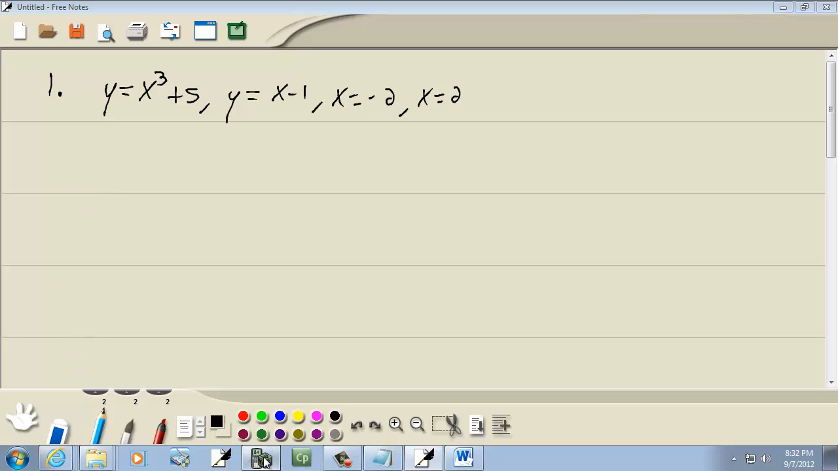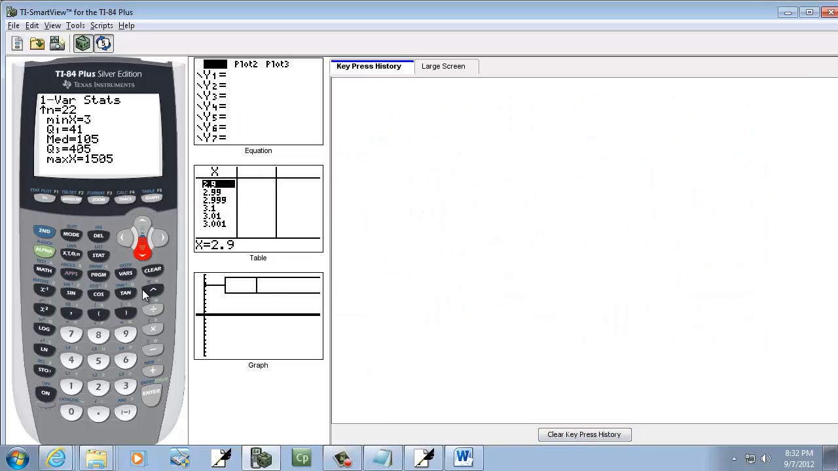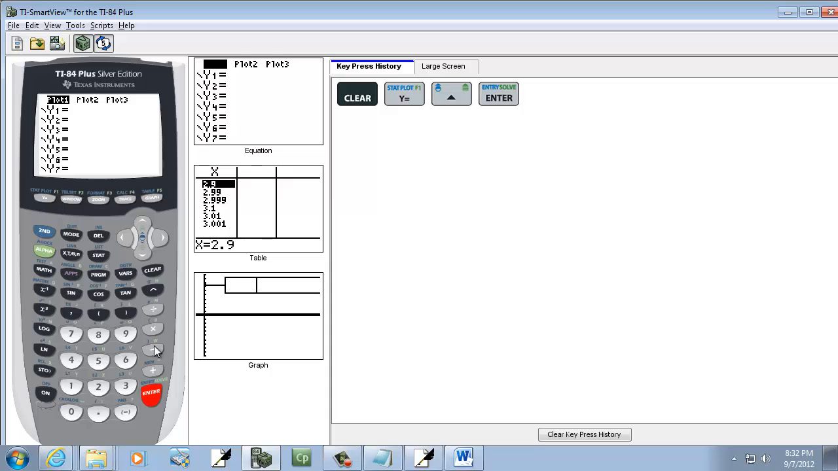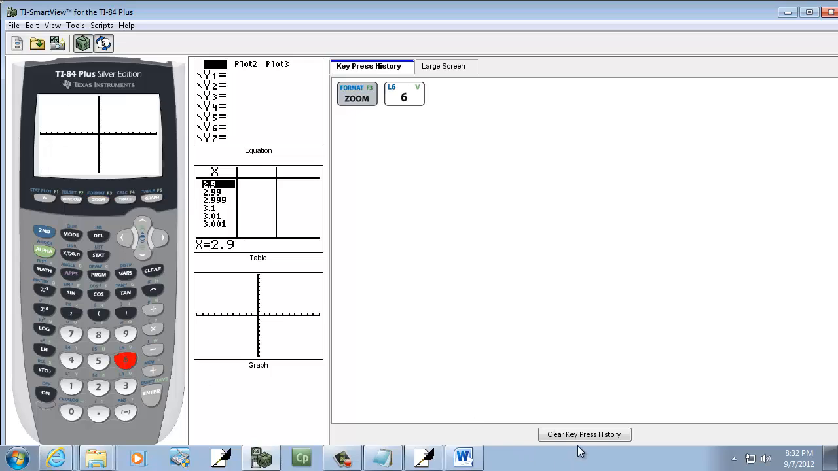I'm going to press my y equals. I've got Plot 1 on, you shouldn't, but I'm going to do an up arrow and do enter and shut Plot 1 off, down arrow. Then I'll do zoom and then 6 for ZStandard. Okay. Now I should be at the same place you are.